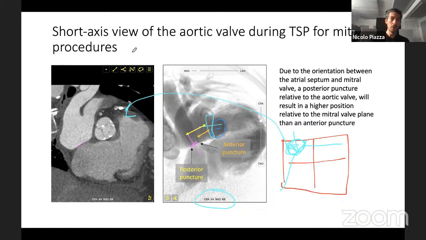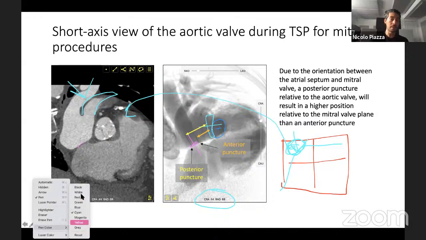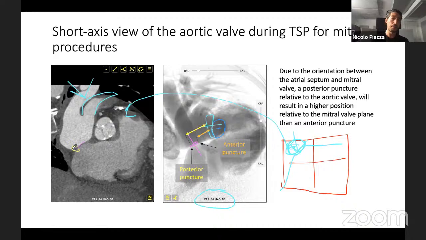Now, notice that this is where the left atrial appendage is, right here. Okay, and so in this case, what you want to do is make sure you puncture posterior so you can get coaxial towards the anterior left atrial appendage. If you puncture too anterior, your angle of attack might be more compromised.